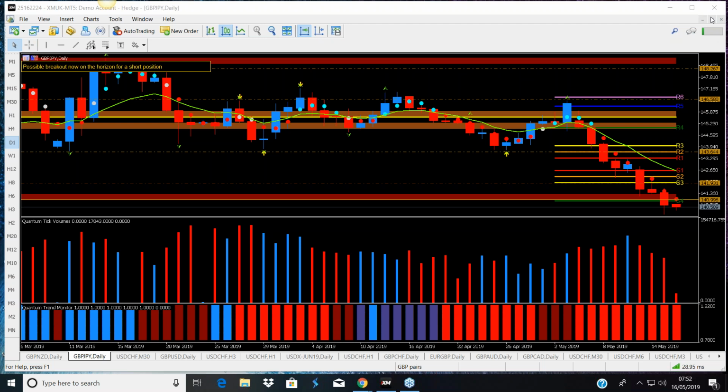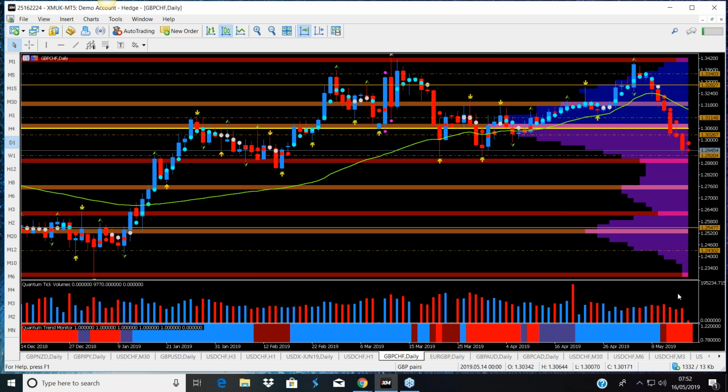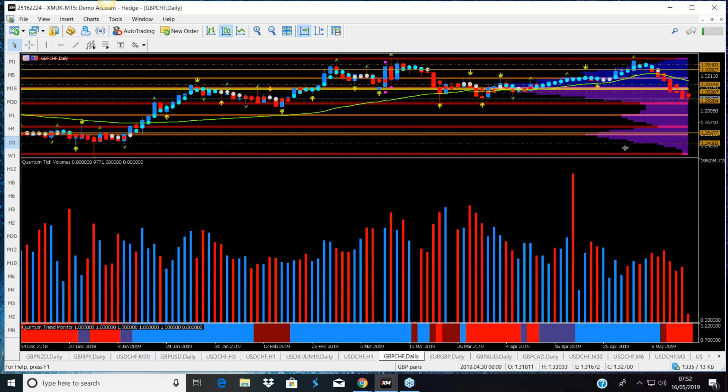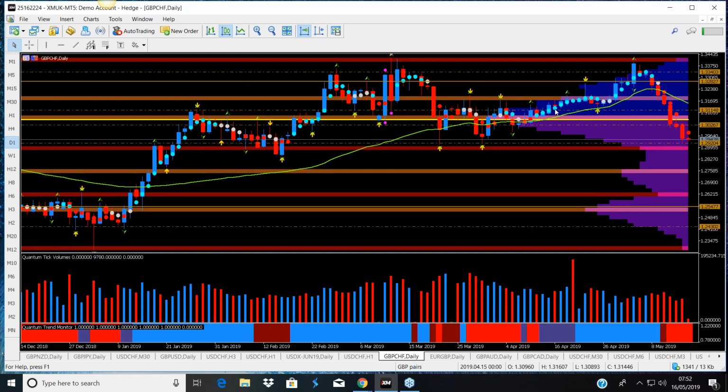So I'm just trying to shut this down. And just for comparison, the volume profile on the pound Swiss is slightly different, and also the pound Swiss had already broken away from the volume point of control.